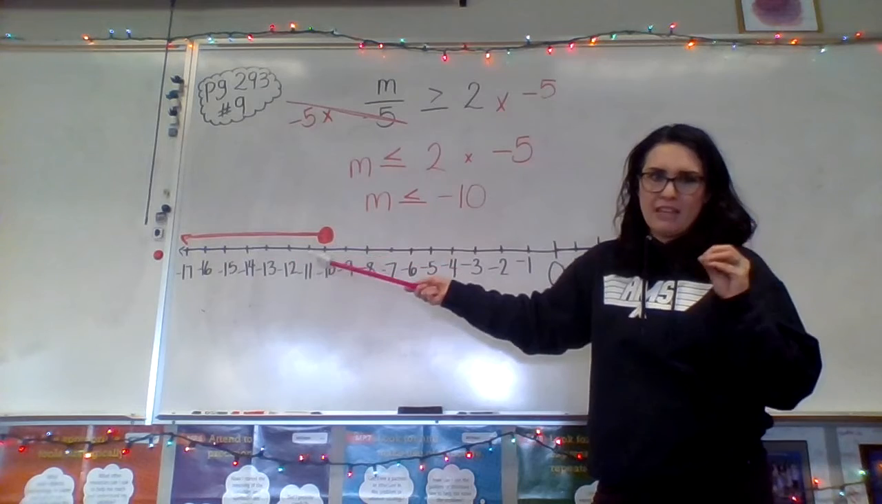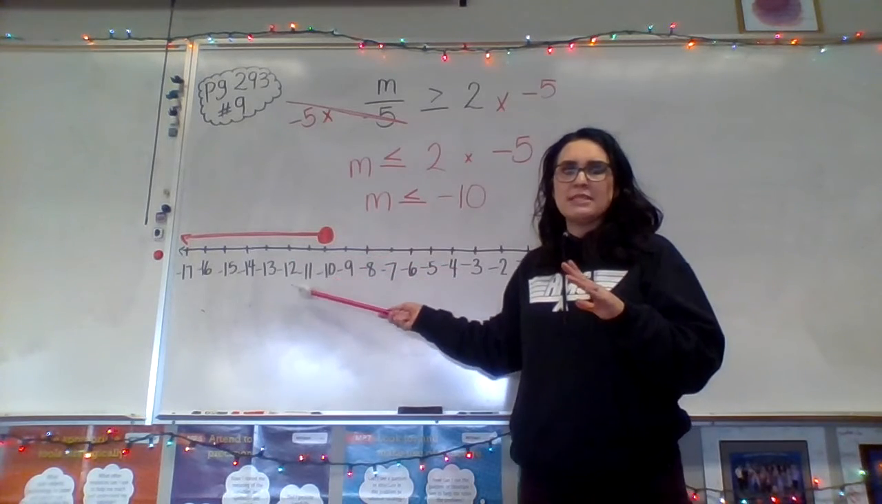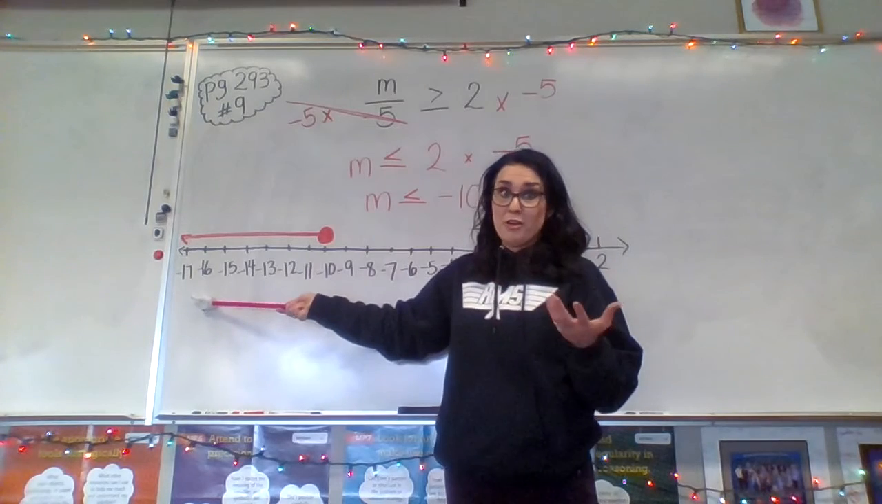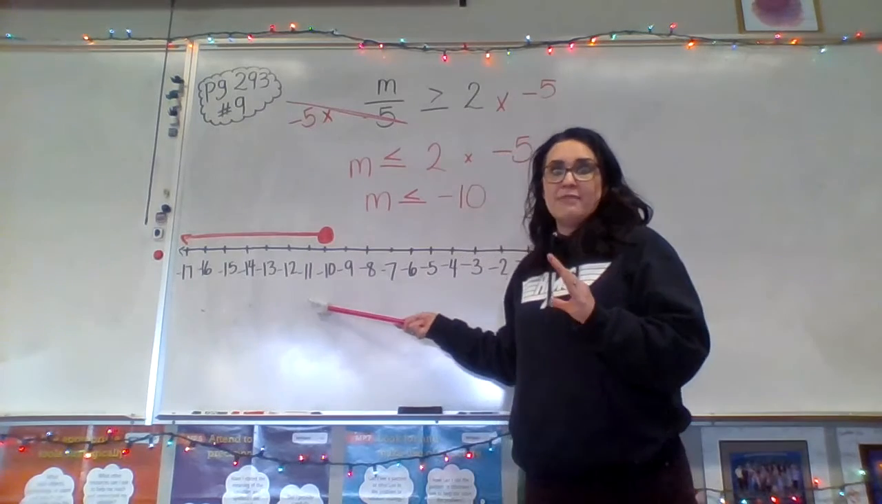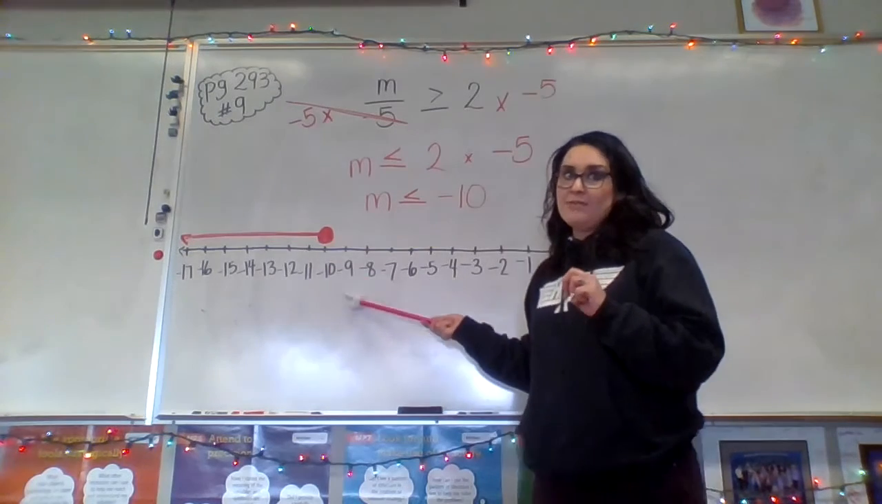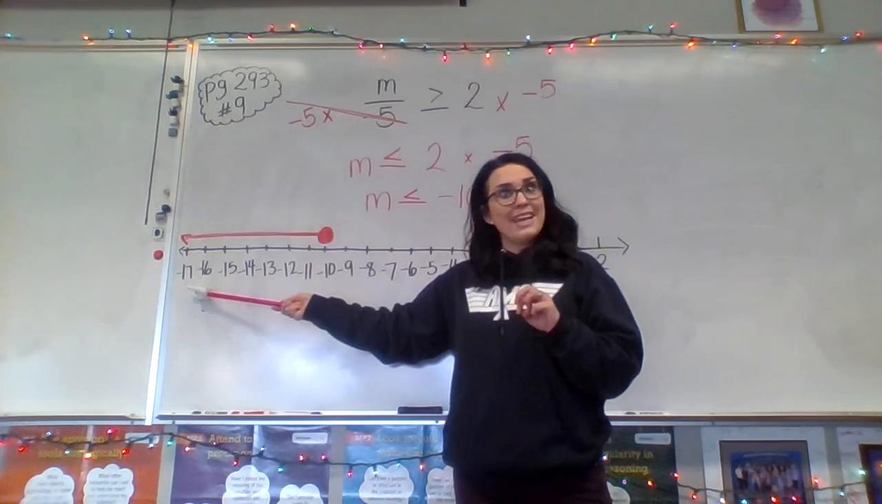And remember, when we're in negative land, always think about the distance away from 0. The bigger the distance away from 0, the smaller the number, right? So -11 is smaller than -10, -14 is smaller than -10. That's why it's all pointed this way.